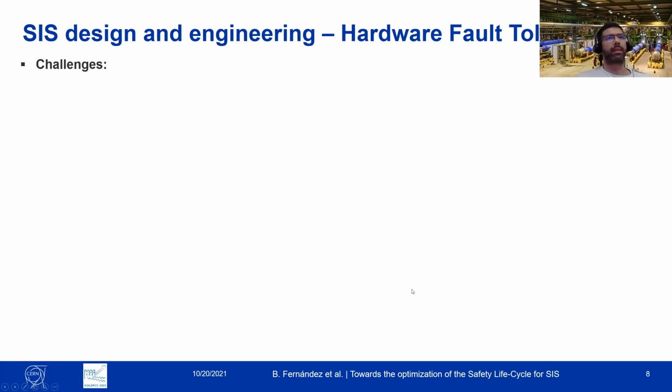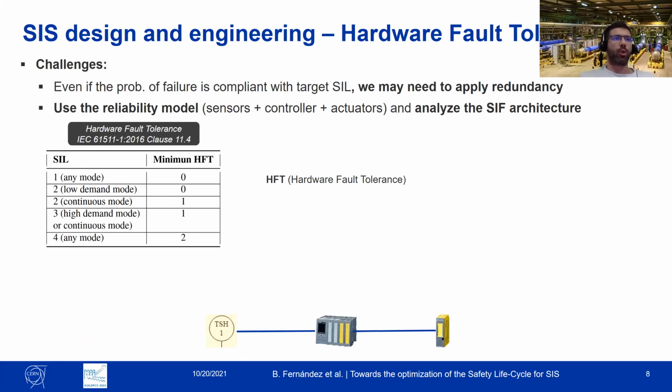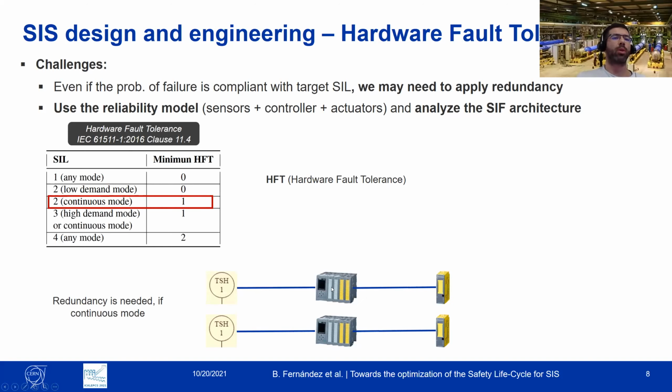On top of that, the standard tells us that we should evaluate the architecture of our safety instrumented system. Basically, if the probability of failure that we just calculated before is complying with the target SIL, we may still need to apply redundancy to our safety system. So basically, the standard provides us a table like this one. And if I give you an example, if our safety function has a target of SIL 2 in continuous mode of operation, we will have a hardware fault tolerance of 1, which basically will mean that we will have to apply redundancy to all the elements of our safety function.